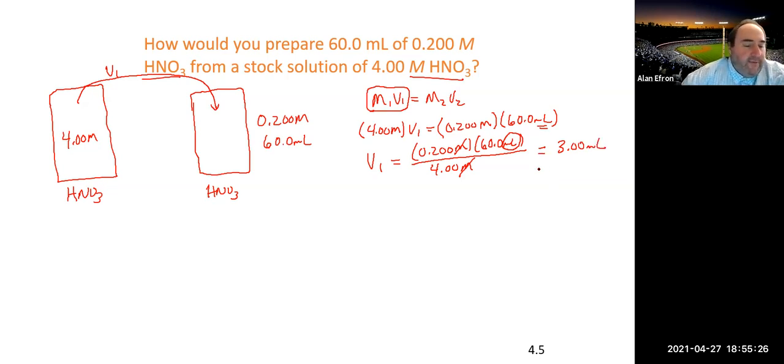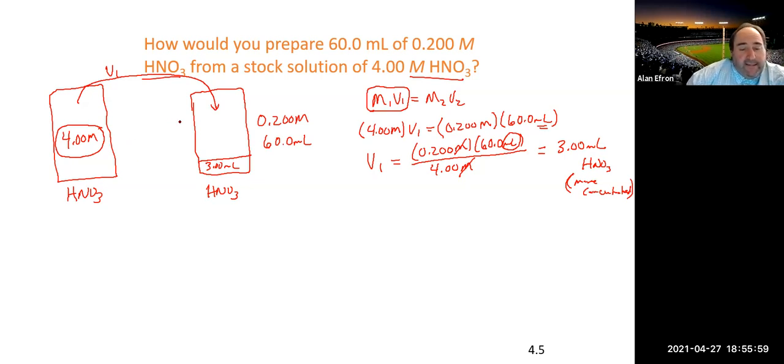So what does that 3 milliliters represent? It represents the 3 milliliters of this 4 molar solution I should take out from my more concentrated HNO3 and put into here. 3 milliliters. All right, so that's definitely how I would start to make the solution, but I need to finish this off.